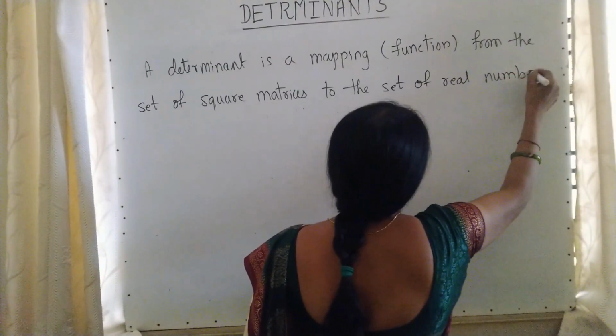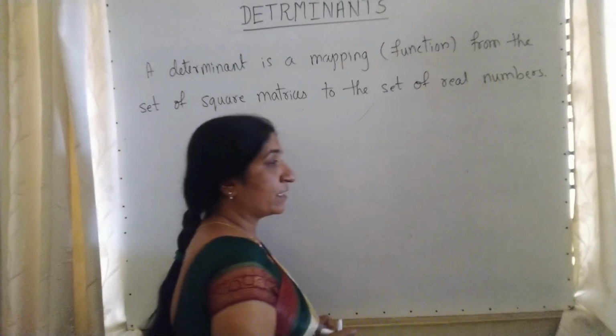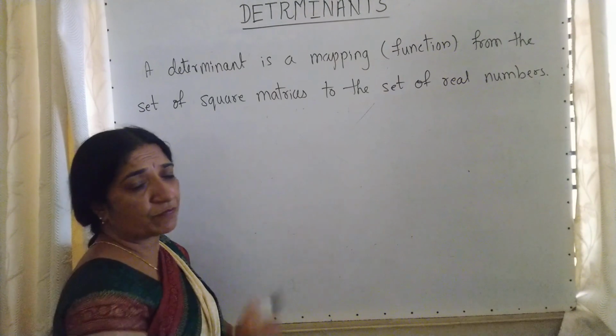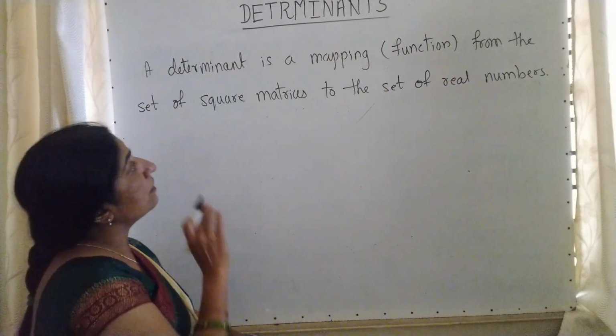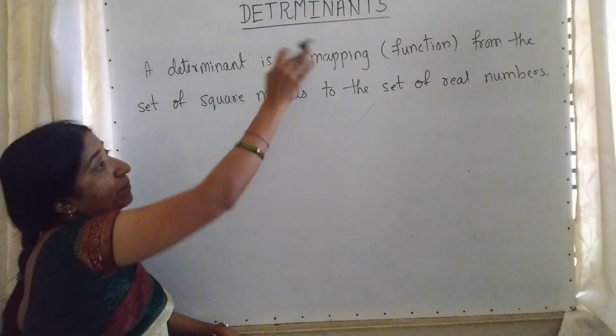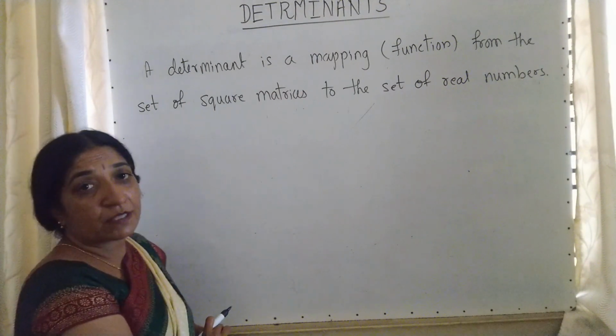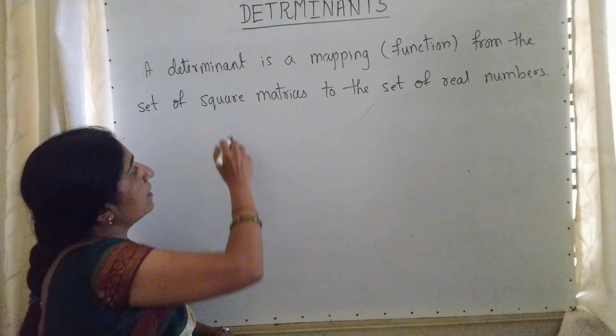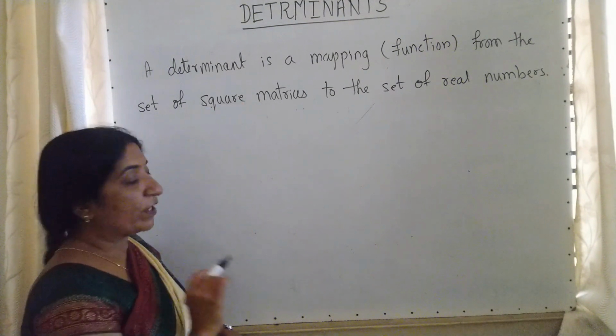See, if I gave you the definition, you will not understand. If I explain with the help of example, then each and every step will be clear. Then what is a determinant? It is a mapping from the set of square matrices to the set of real numbers. We don't know anything, but we can understand it is related with the square matrix.